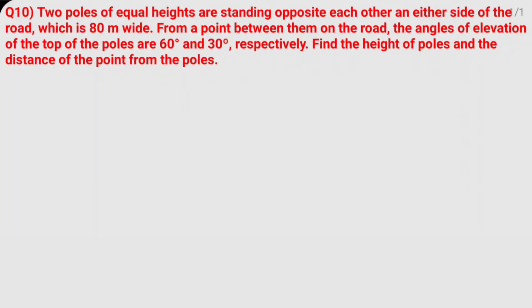Two poles of equal heights are standing opposite each other on either side of the road, which is 80 meters wide. From a point between them on the road, the angles of elevation of the tops of the poles are 60 degrees and 30 degrees respectively. Find the height of the pole and the distance of the point from the poles. So let me draw the figure.